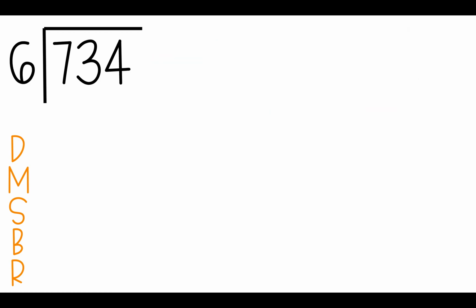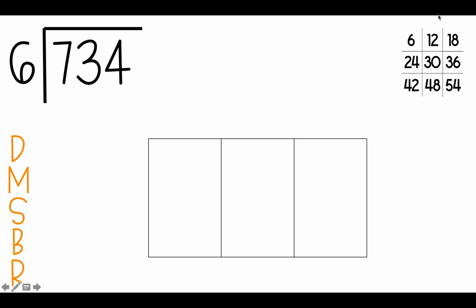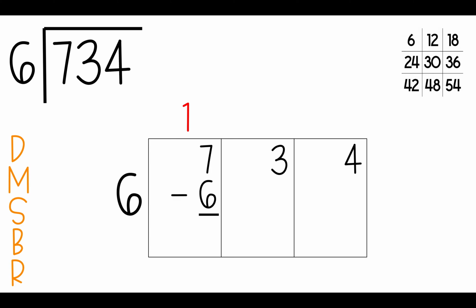Next up, 734 divided by 6. So here are my multiples of 6 right here. I'm going to draw that box with 3 small boxes in it, put my 6 to the side because that's what I'm dividing by. Put 7, 3, 4, and then get started. 6 can go into 7 1 time. All right, 1 times 6 is 6. I subtract, and I'm left with 1. I bump that 1 over, and my 3 becomes a 13.